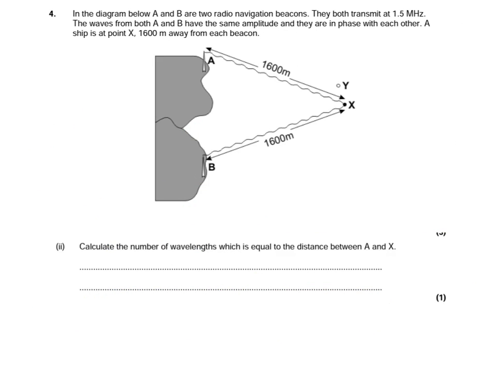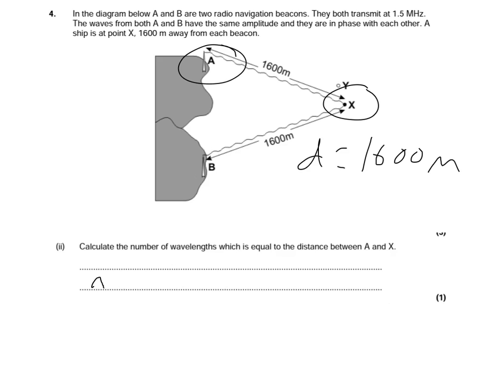In the next part of the question, it tells us to calculate the number of wavelengths which is equal to the distance between A and X. Looking at the diagram, A is here and X is down here, and that's the distance of 1,600 meters. Okay, and we want to know how many wavelengths we get in that distance. So what we're going to have there is our answer, which is going to be number of wavelengths equals our 1,600 over our wavelength lambda from the previous question.